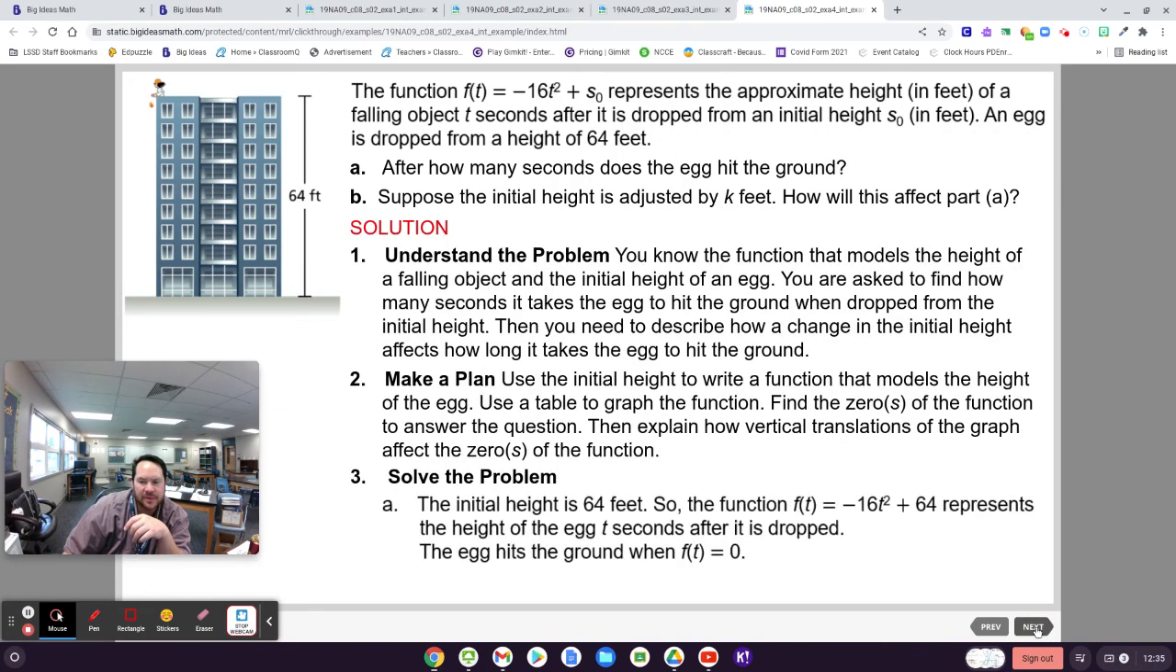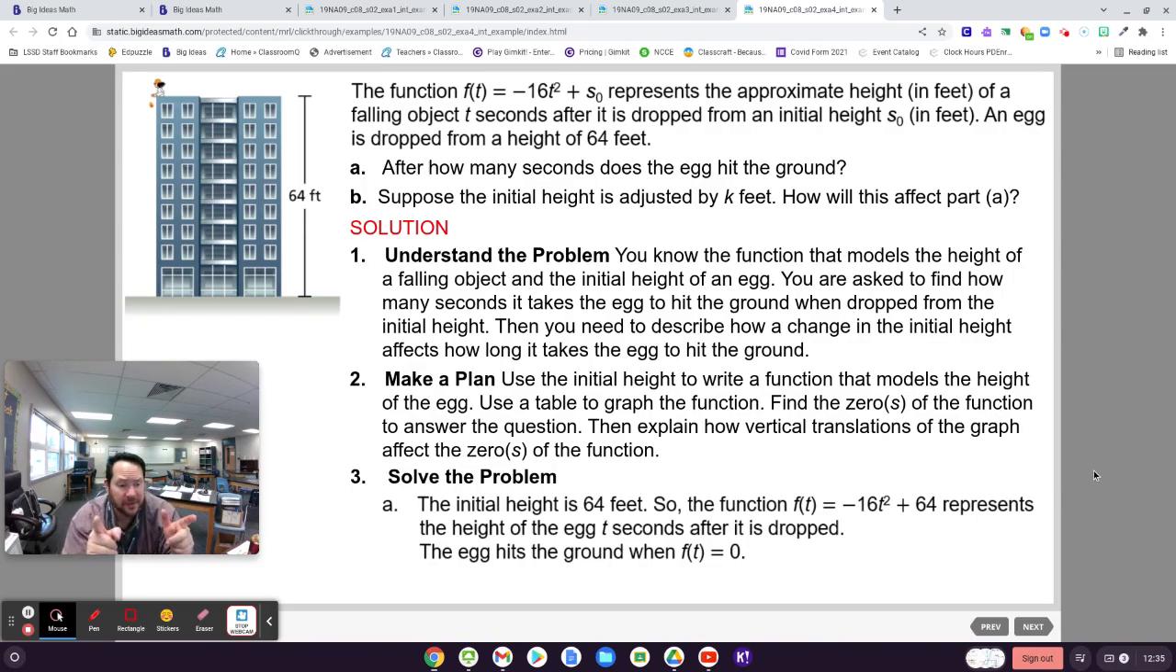Let's just skip through. Here's the equation right here. So it's negative 16t squared plus 64, because it starts at 64. And you want to figure out when it's going to hit the ground. Like, what is the time in seconds when the height is 0?